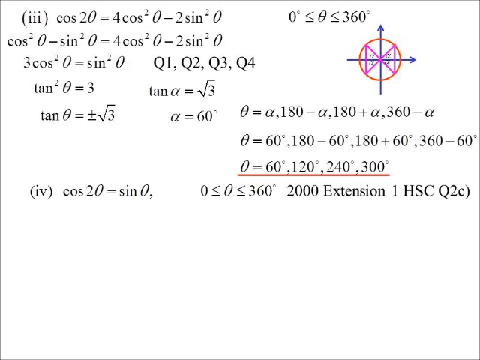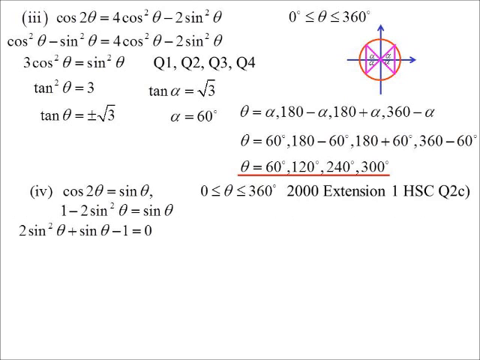Cos 2 theta equals sine theta. I seem to be using cos 2 theta a lot. This one comes from the 2000 paper. I suppose the logical one to use for this one will be the 1 minus 2 sine squared. Get everything in terms of sine. Is that what I did? Yes, I did. So 1 minus 2 sine squared is sine.